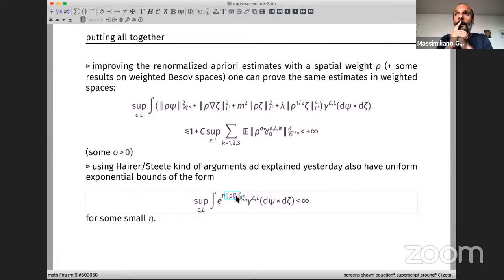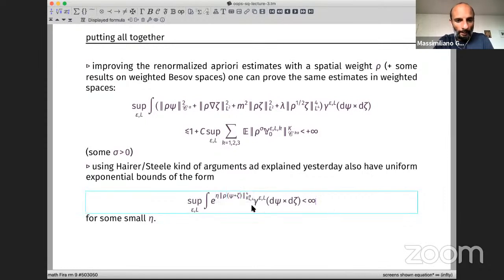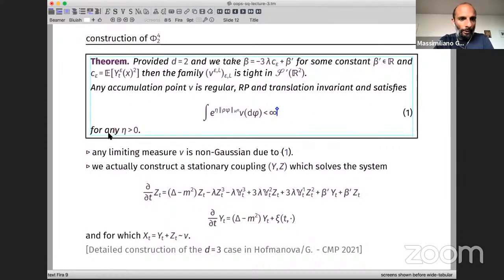So let me think again. I think it's correct. This has to be checked, but I think actually it's correct. Let me write it in this way, because in the Hairer-Steele method, you have to put the full interacting field. So at the end of the day, what you prove is really for the coupling and for the full interacting field. So this is about the measure nu. I think it's true in this way.